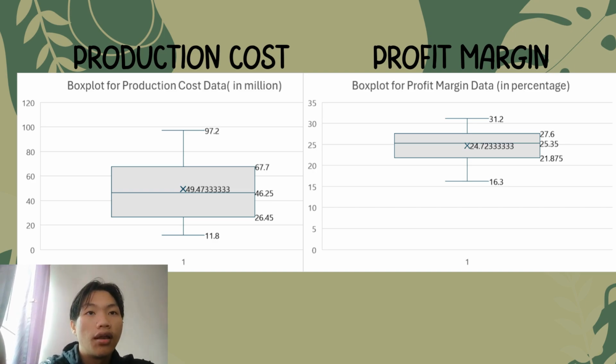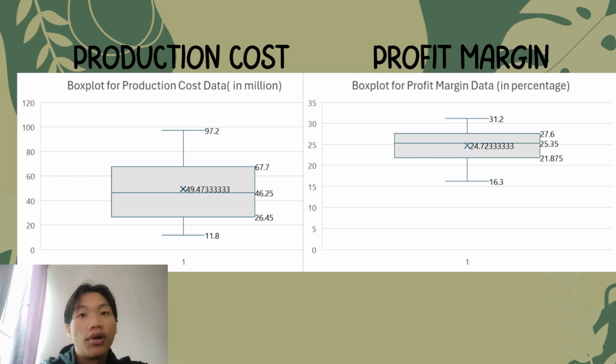49.47 million and the median of 46.25 million, indicating a fairly balanced distribution with a slight right skewness. The data of production costs span a wide range from 11.8 to 97.2 million, reflecting significant variability in production expenses.